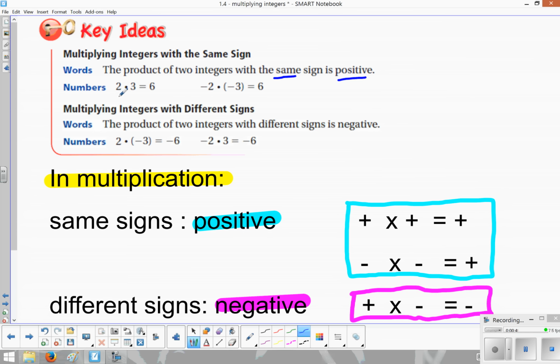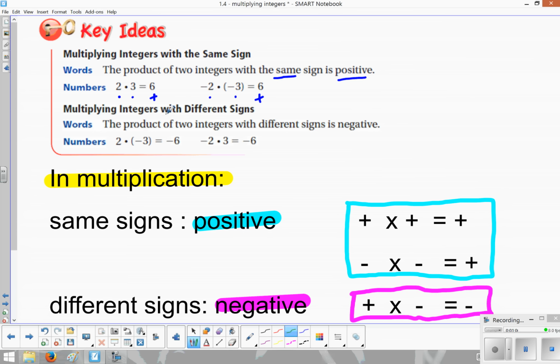So I have here 2 times 3. A positive times a positive gives you a positive. So I'll put positive here. Now if you have a negative times a negative, same signs, you also get a positive. So when you have the same signs, your answer will be positive.